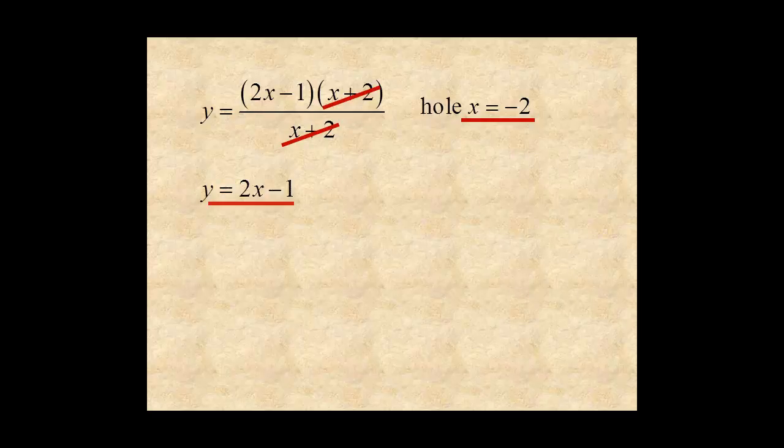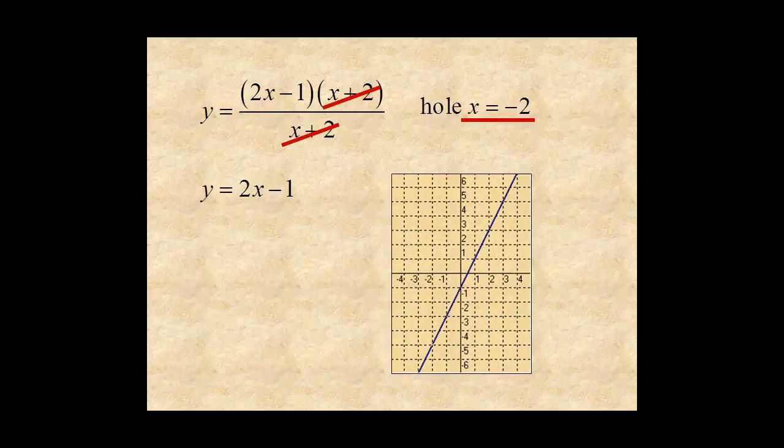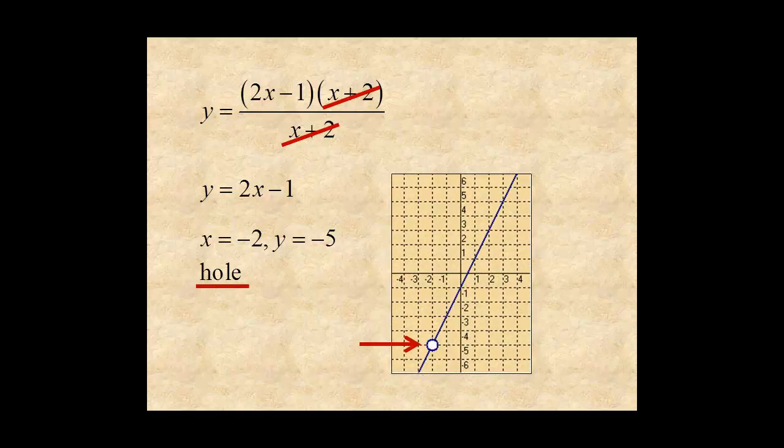So graph this line. Next, evaluate y equals 2x minus 1 for x equal negative 2, the location of the hole. This gives 2 times negative 2 minus 1, which is negative 4 minus 1, and that equals negative 5. So the function has a hole at negative 2 comma negative 5. Draw an open dot on the graph of the line at that point.